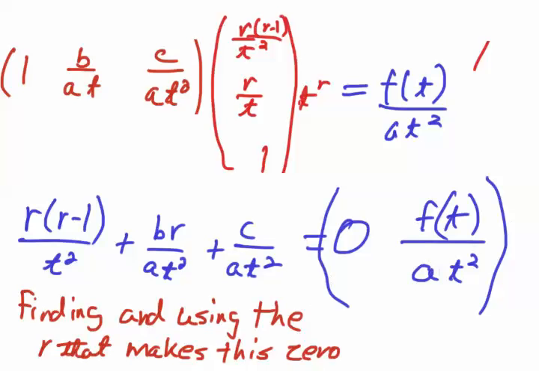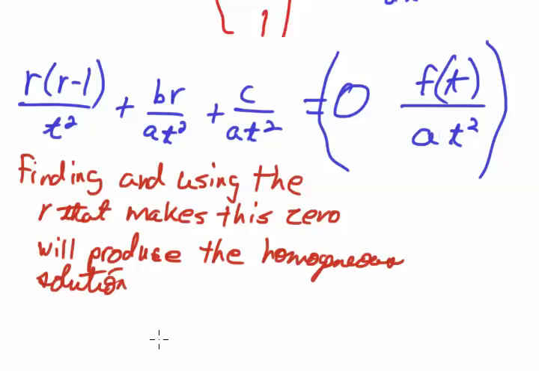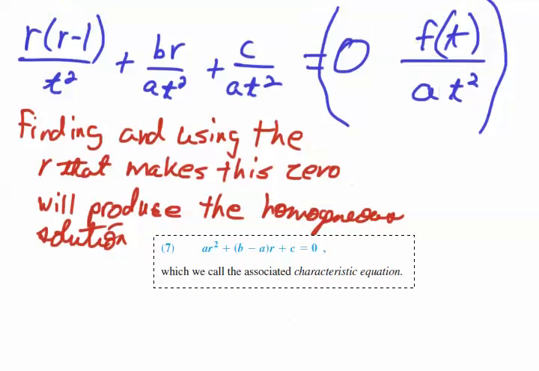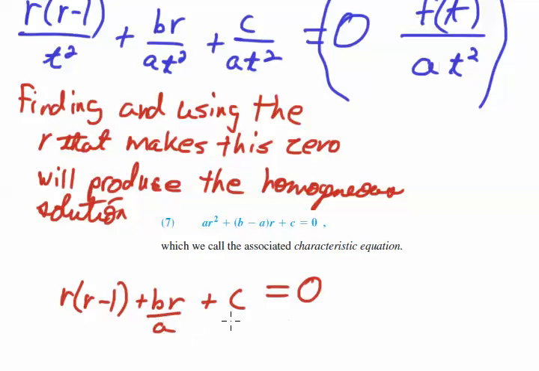It's more like finding and using the r that makes this thing 0 will produce the homogeneous solution. And if we can find an r that makes it equal to f of t at squared, that will produce the particular solution. Let's see, though, whether this leads to their characteristic equation for this system. I'm just going to multiply this by t squared, so I'll get r times r minus 1 plus br plus c equals 0. Whoops, this is b over a, this is c over a.